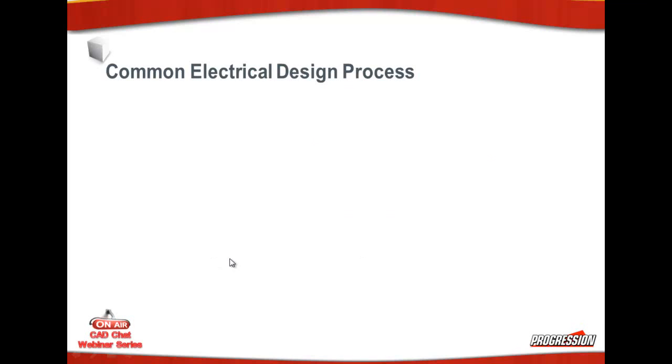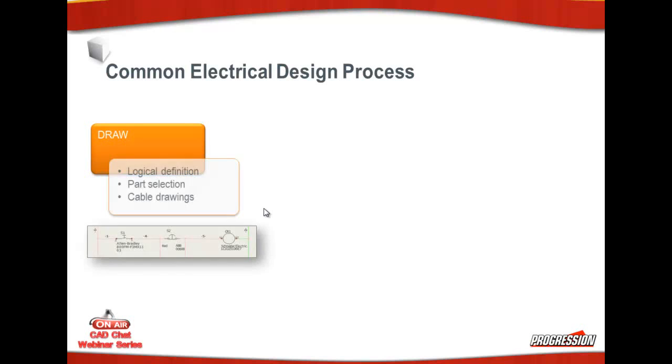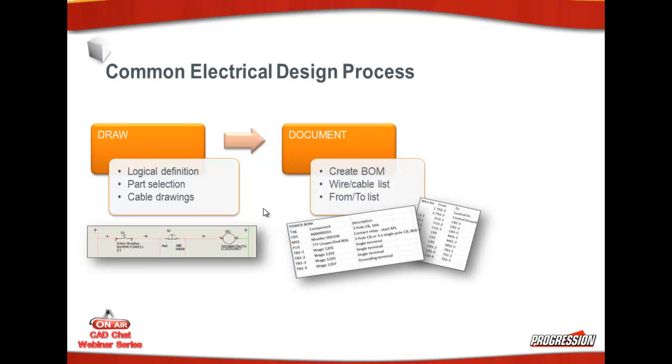So the common electrical design process. You first start off with a drawing. Typically a drawing is going to be in AutoCAD format. You draw your lines, you put your symbols in there, and then you document this information. Documentation is basically creating a bill of material, what components are needed, a wire list, what wires you need, how long, and also a from to, so somebody can actually wire the thing up.